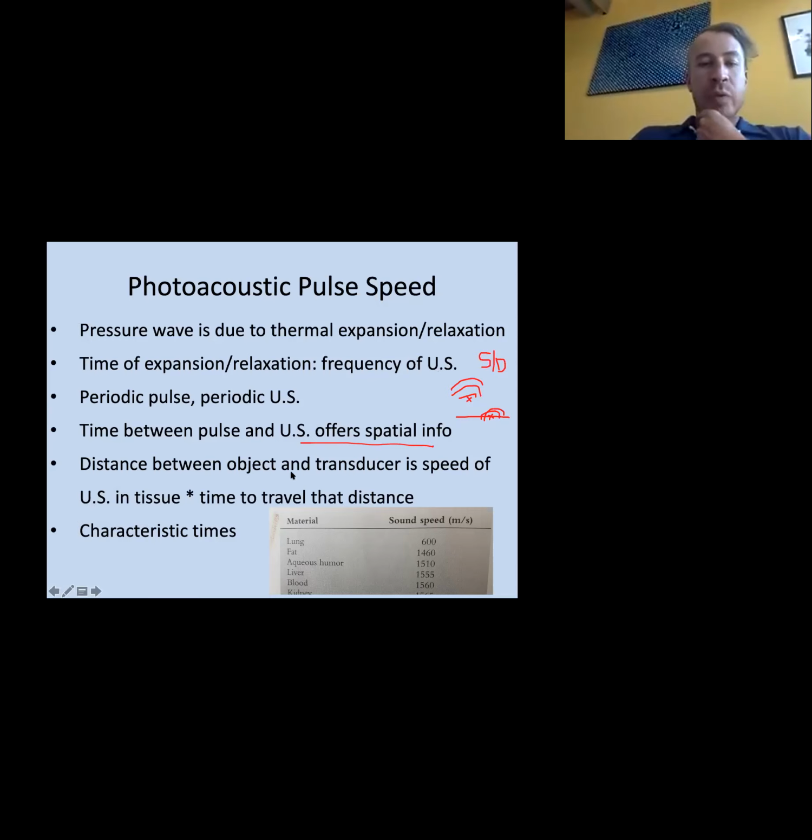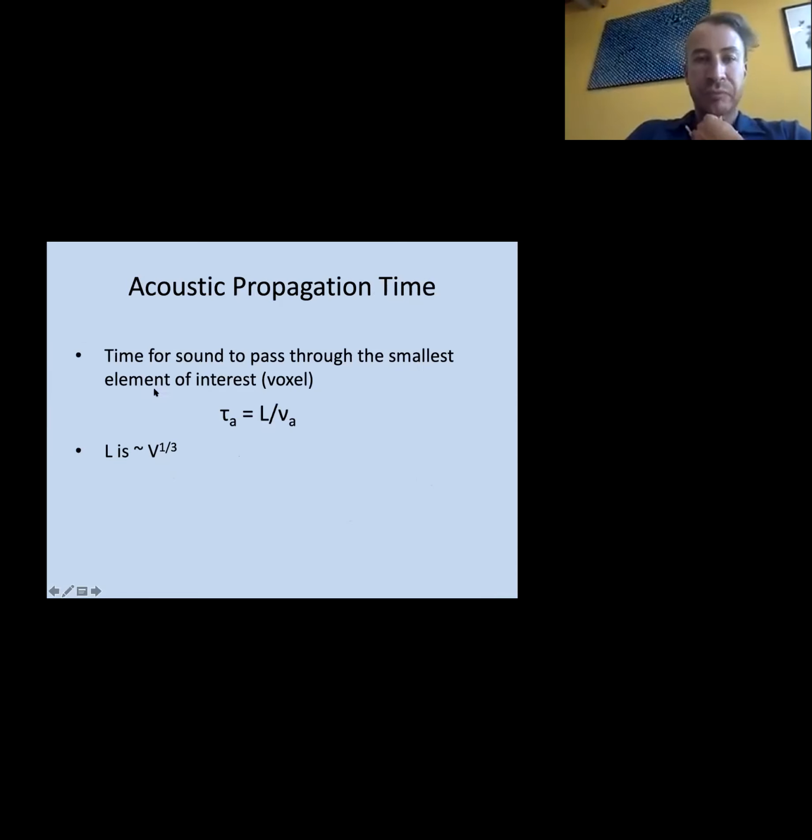The distance between the object and the transducer is the speed of sound in the ultrasound times the time to travel that distance. Yes, that's what we're showing here. And then again, it's characteristic of the different tissue types. So the time for the sound to pass through the smallest element of interest, which is a voxel. A voxel is just a three-dimensional pixel.